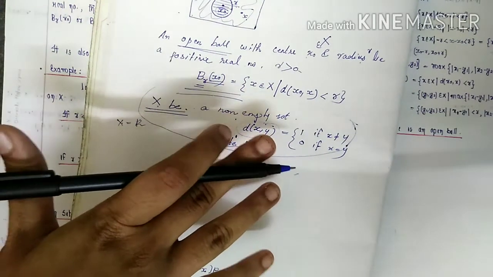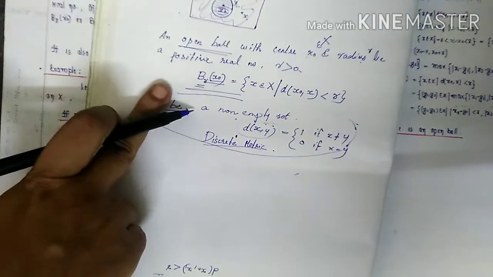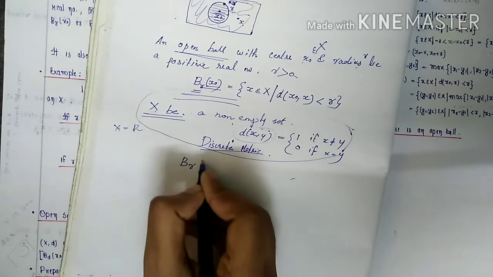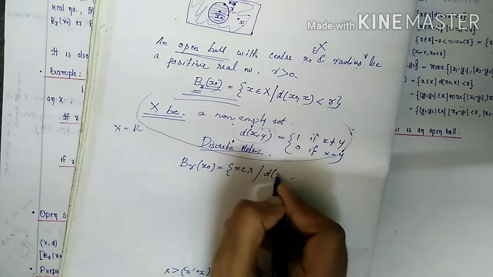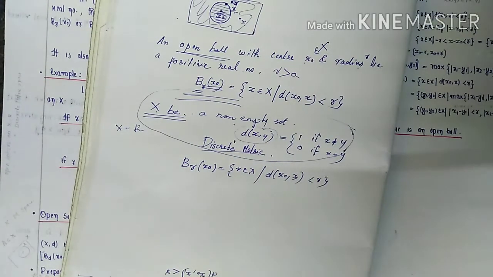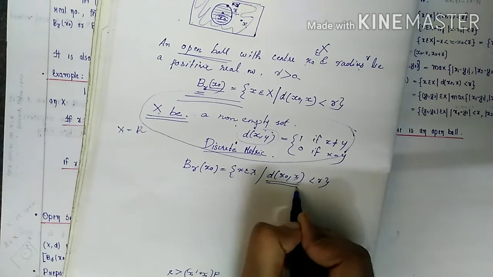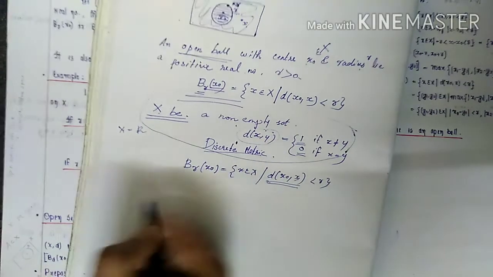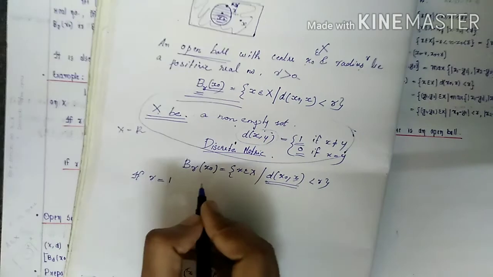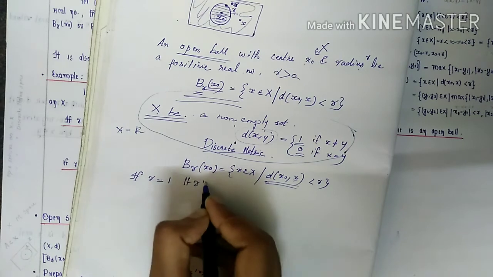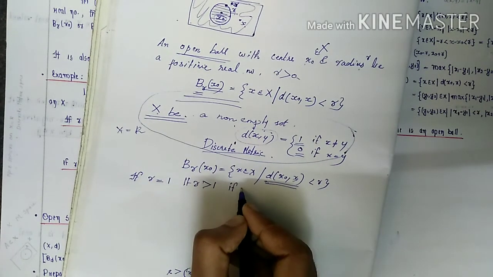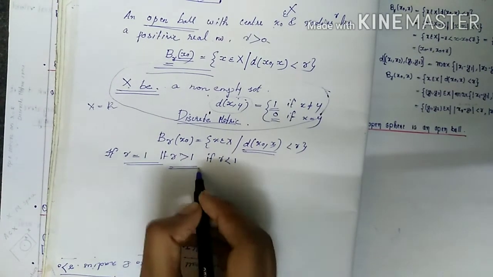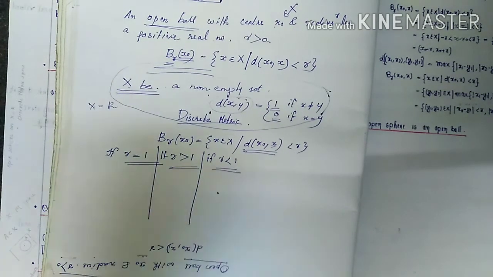So we want to find the open ball of this discrete metric. By definition we can write B_r(x0) equal to the set of x in X such that d(x0, x) is less than r. But in this case d(x0, x) takes the values 1 or 0, so we can find this in different cases. The possible values of r are r equal to 1, r greater than 1, and r less than 1. So I am considering these three cases.